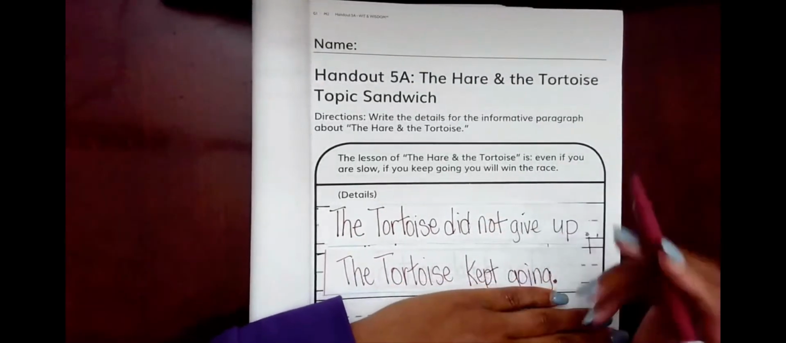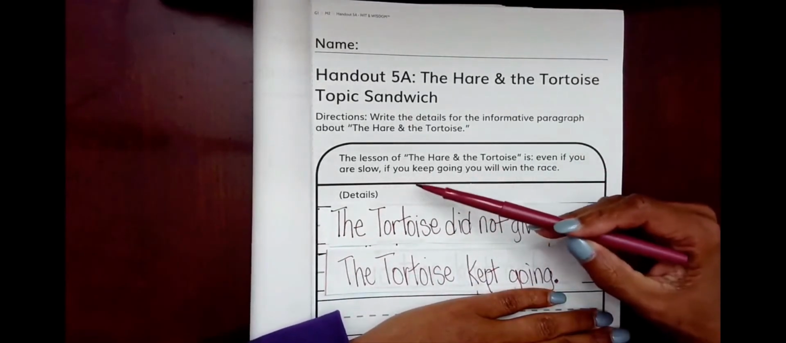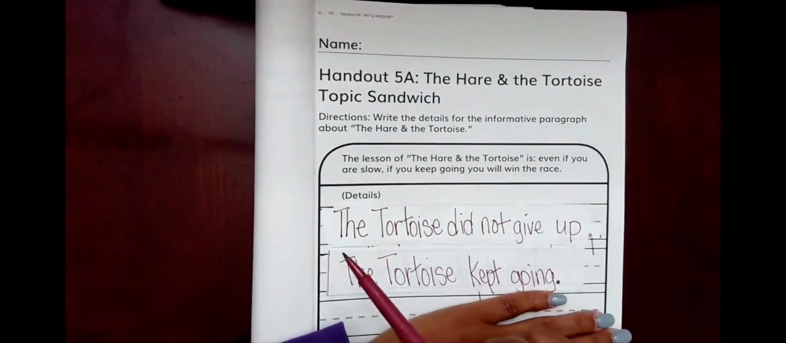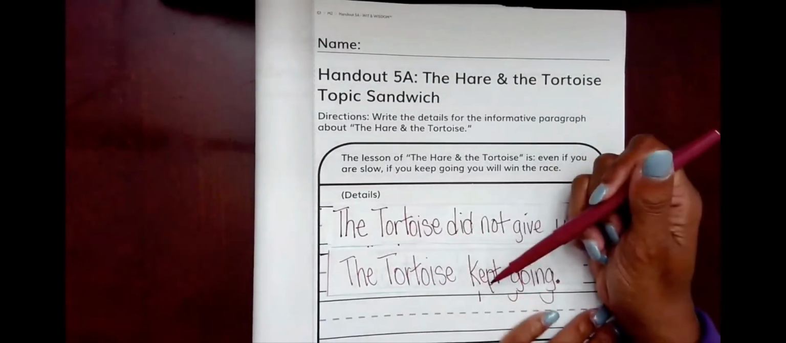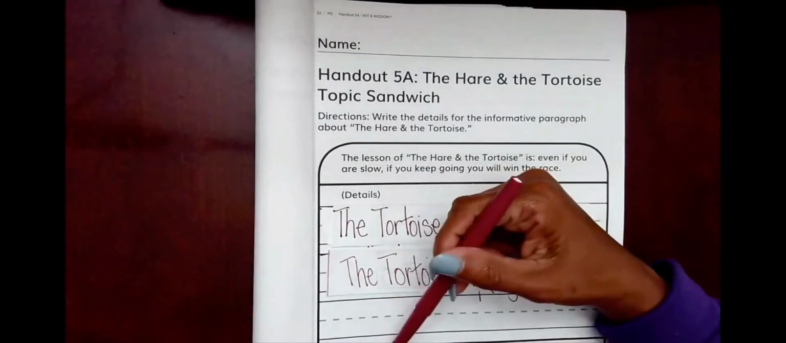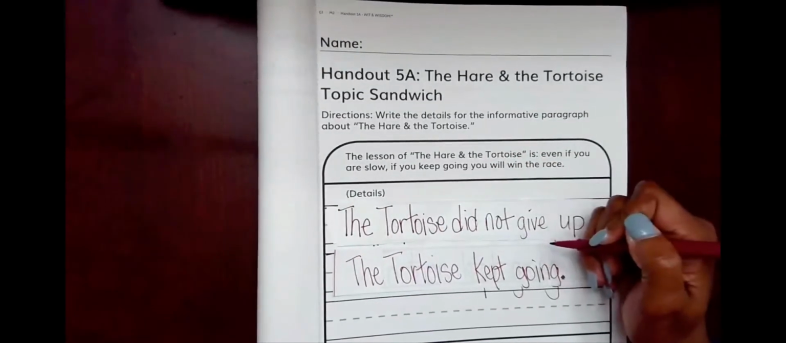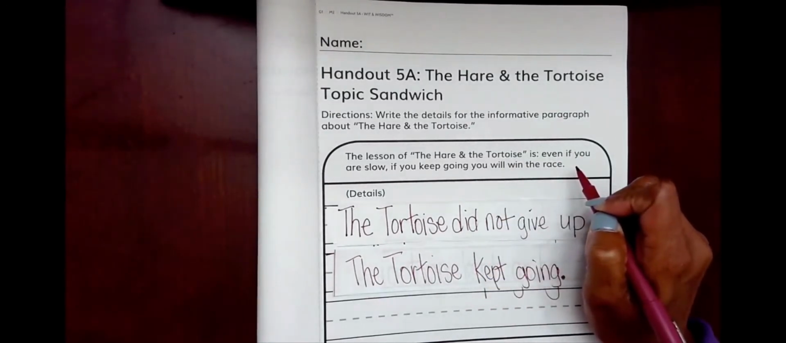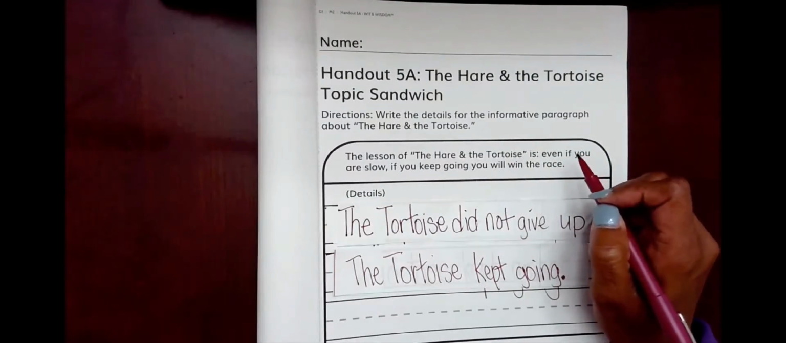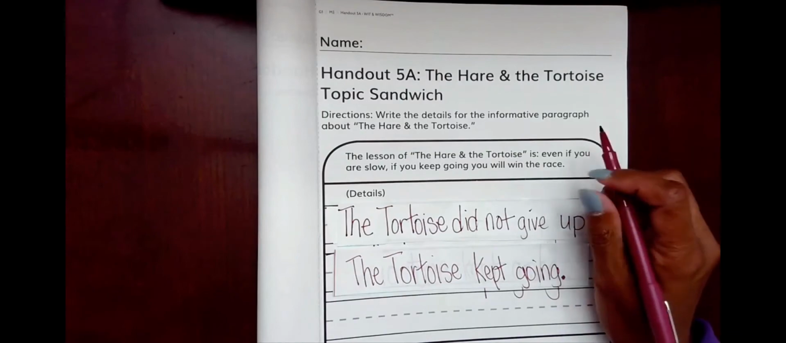All right, so I have the lesson of the hare and the tortoise is even if you are slow, if you keep going, you will win the race. The tortoise did not give up. The tortoise kept going. The race is not always to the swift. So I have two details that support the lesson in the hare and the tortoise.